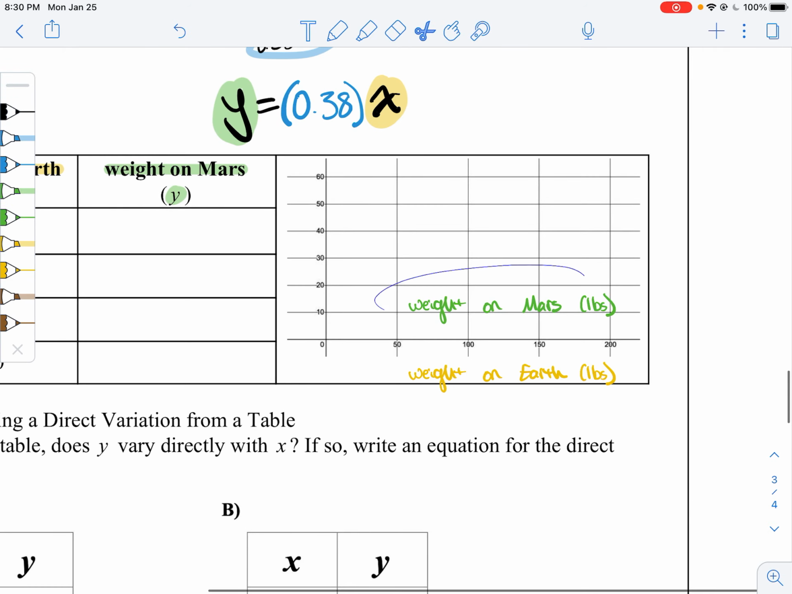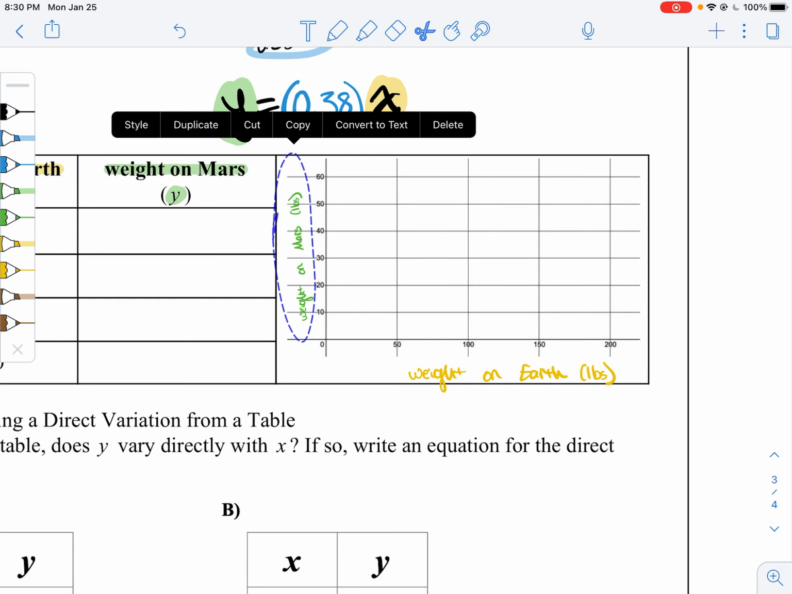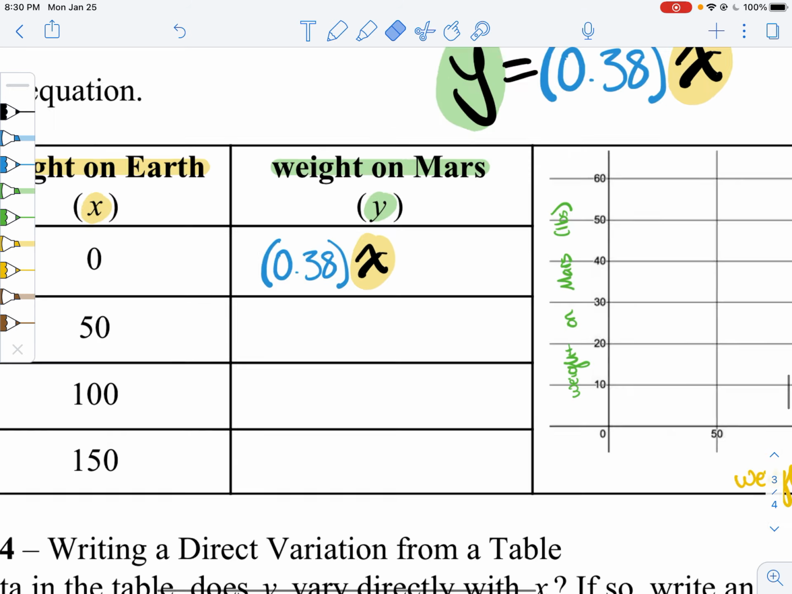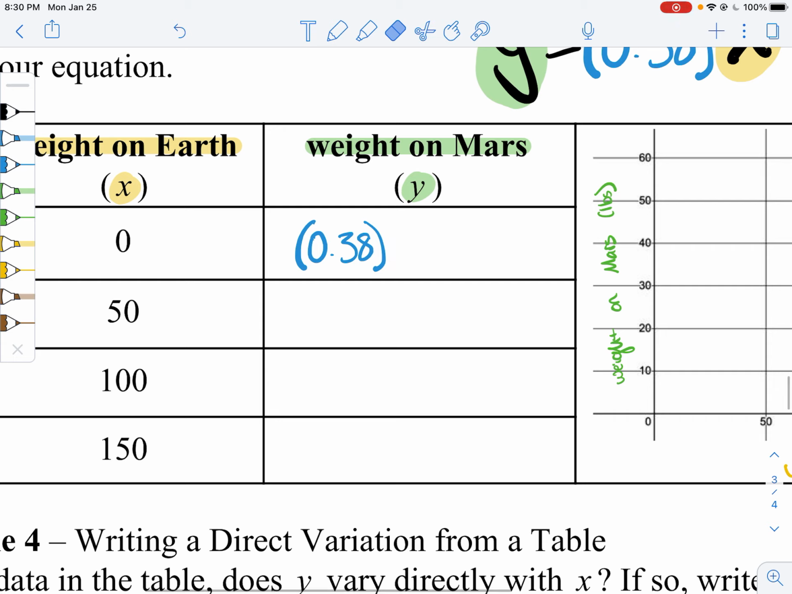So we label our graph so that we can actually understand what it's all about. And now let's do our math. So what do we know? We know that if we want to find our weight on Mars, then we just plug this information in. So we're going to take whatever our weight on Earth is, and we're going to multiply it by 0.38.